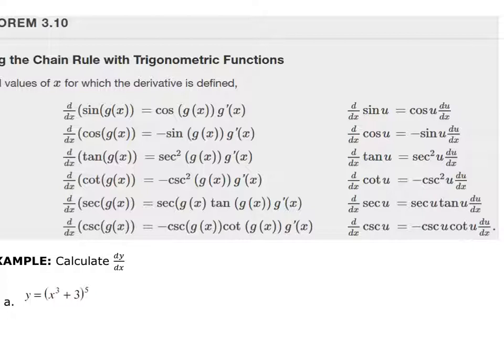Somewhere you should have just your sine and cosine. You should have your trig functions already written down somewhere.